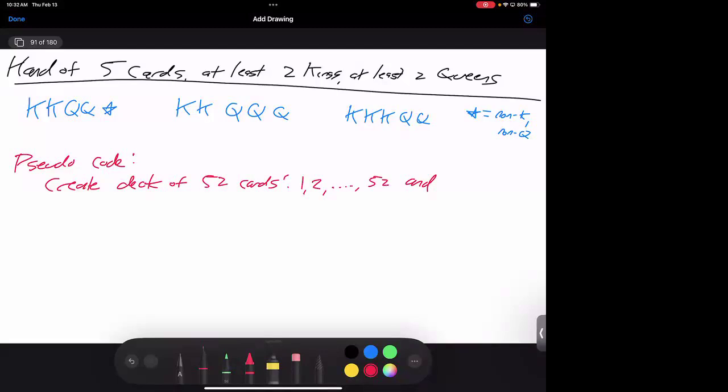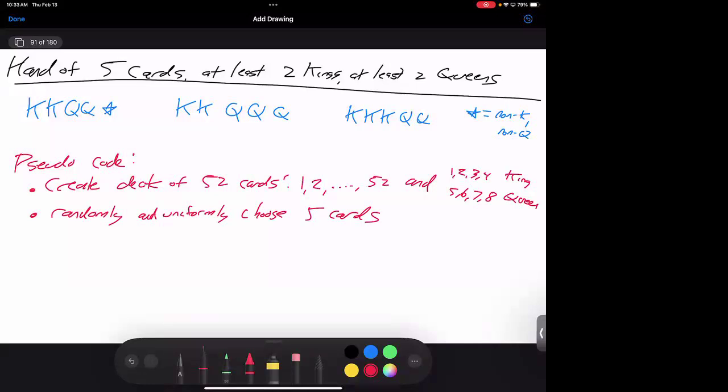And what are the kings? 2 reasonable possibilities. You could do the first 4 of the kings, or you could do the last 4, right? And then what would be the queens? You could do, say, 1, 2, 3, 4 a king, 5, 6, 7, 8 a queen. Okay. Then randomly and uniformly choose 5 cards.